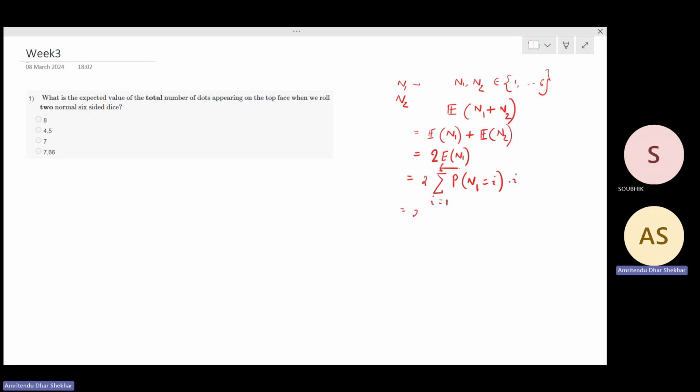So this comes out to be equal to 2 times 1 by 6 times the sum of the first 6 integers, that is 6 times 7 by 2. And so the answer is equal to 7. So 7 is the correct answer. I hope it's clear, right? Yes, sir.